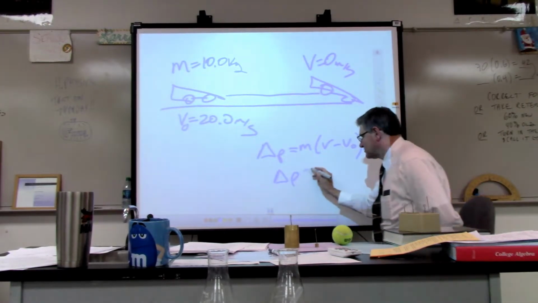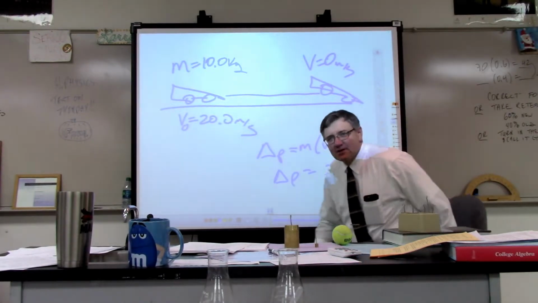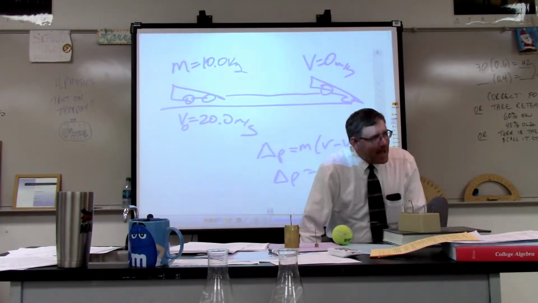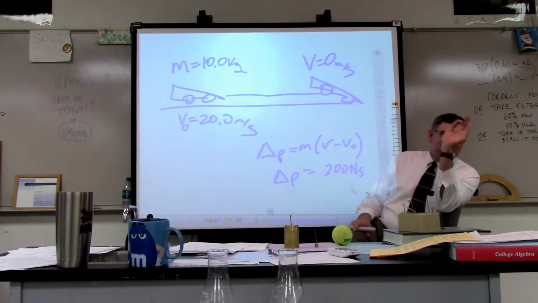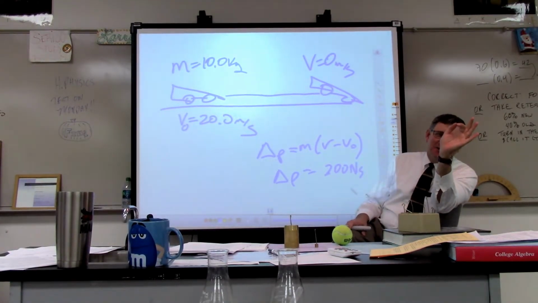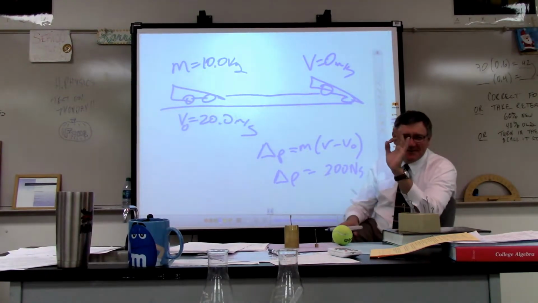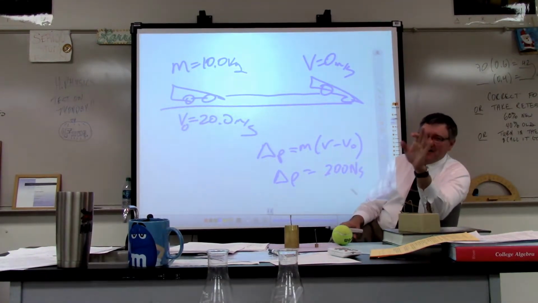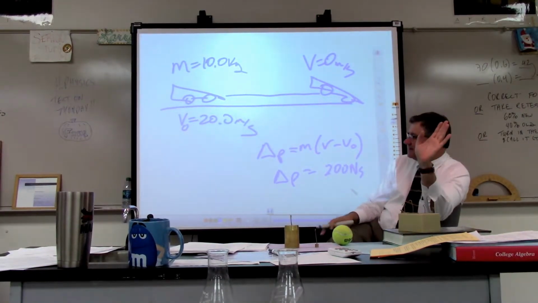Wait, what? That's what we were trying to find. You got the change in momentum wrong. It is 200 newton seconds. No, that's wrong. I realized it after I said that answer though. Why is that bad? Negative. Minus 12. I'm going to show you that I did the exact right thing. I used the wrong number.